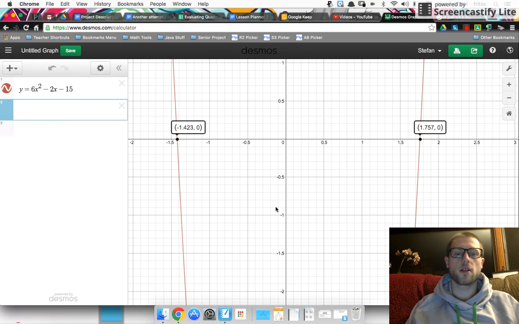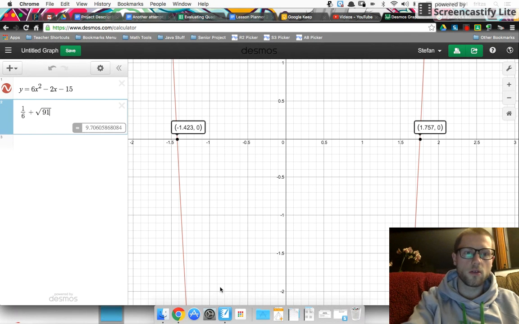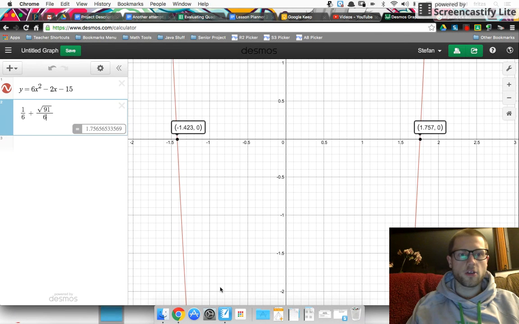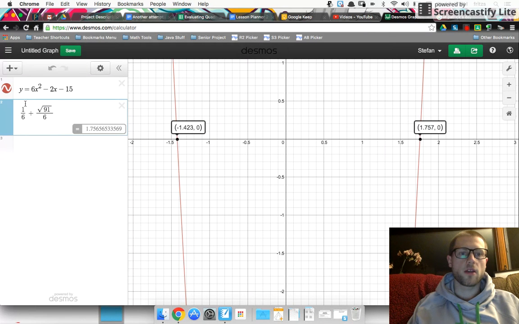So on the next line, and you could do this in your calculator as well, I'm going to type in 1/6 plus the square root of 91 and divide that by 6. This is if I took the positive or the plus solution, 1/6 plus all of this. I just type that in and I get 1.75656533, which is this root. So that's good. Check. We got that one correct.